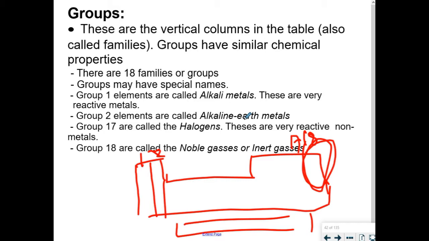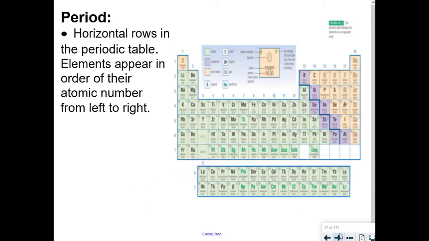Okay. Now, if groups go up and down in columns, then periods go side by side. And this is where there's a little bit of an intricacy I need to make sure you're all aware of. There are only 7 rows in the periodic table, which confuses people because they look at the table and they go, Chris, there's 9. Why can't you count?